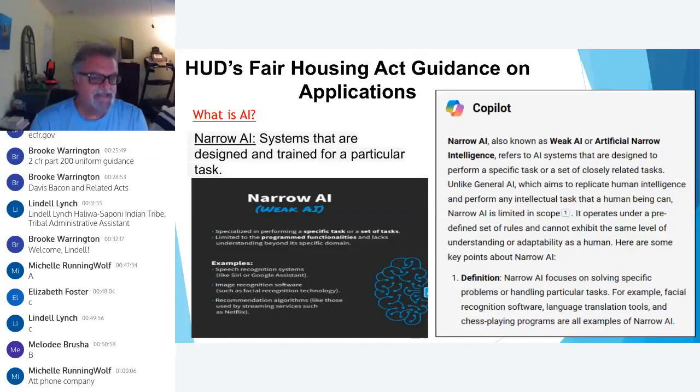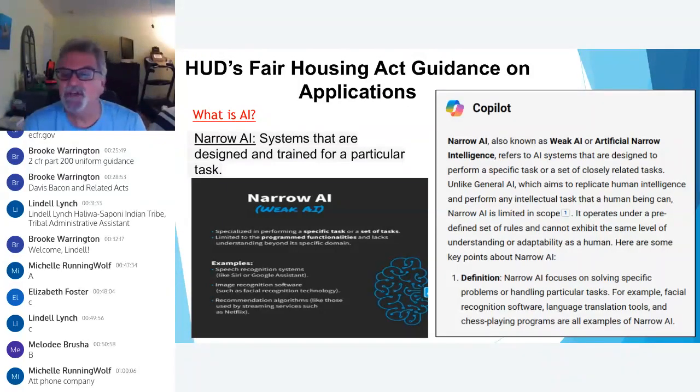HUD's Fair Housing Guidance on Applications, Housing Applications. What is AI? We talked about it. We've got different definitions of what they call narrow AI, systems that are designed and trained for a particular task. And obviously there's going to be the opposite. On the right is a screenshot of a Copilot. Down at the bottom it says definition: narrow AI focuses on solving specific problems or handling particular tasks. For example, facial recognition software, like we were just talking about.